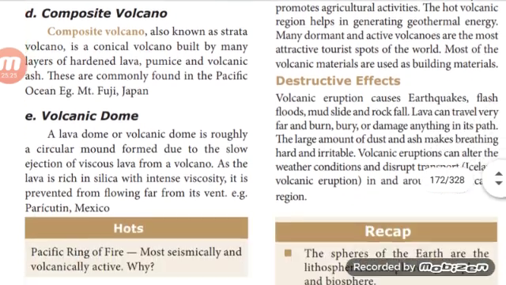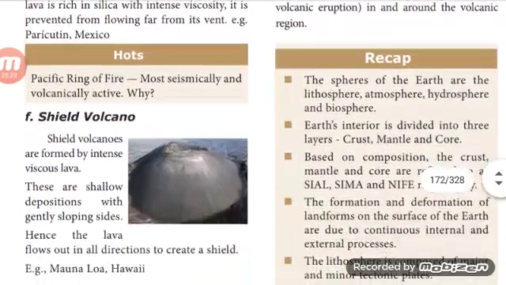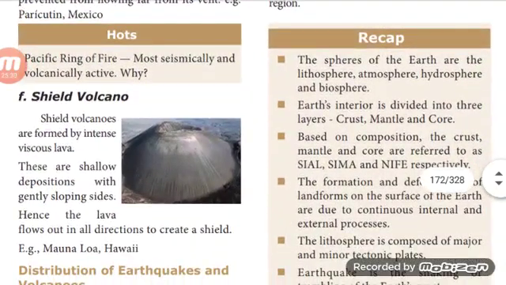And the next type is shield volcano. Shield volcanoes are formed by intense, viscous lava. How are they? These are shallow depositions with gently sloping sides. You can see that picture. It is like a shield. What about the example for that? It is Mauna Loa, found in the Hawaiian Islands.